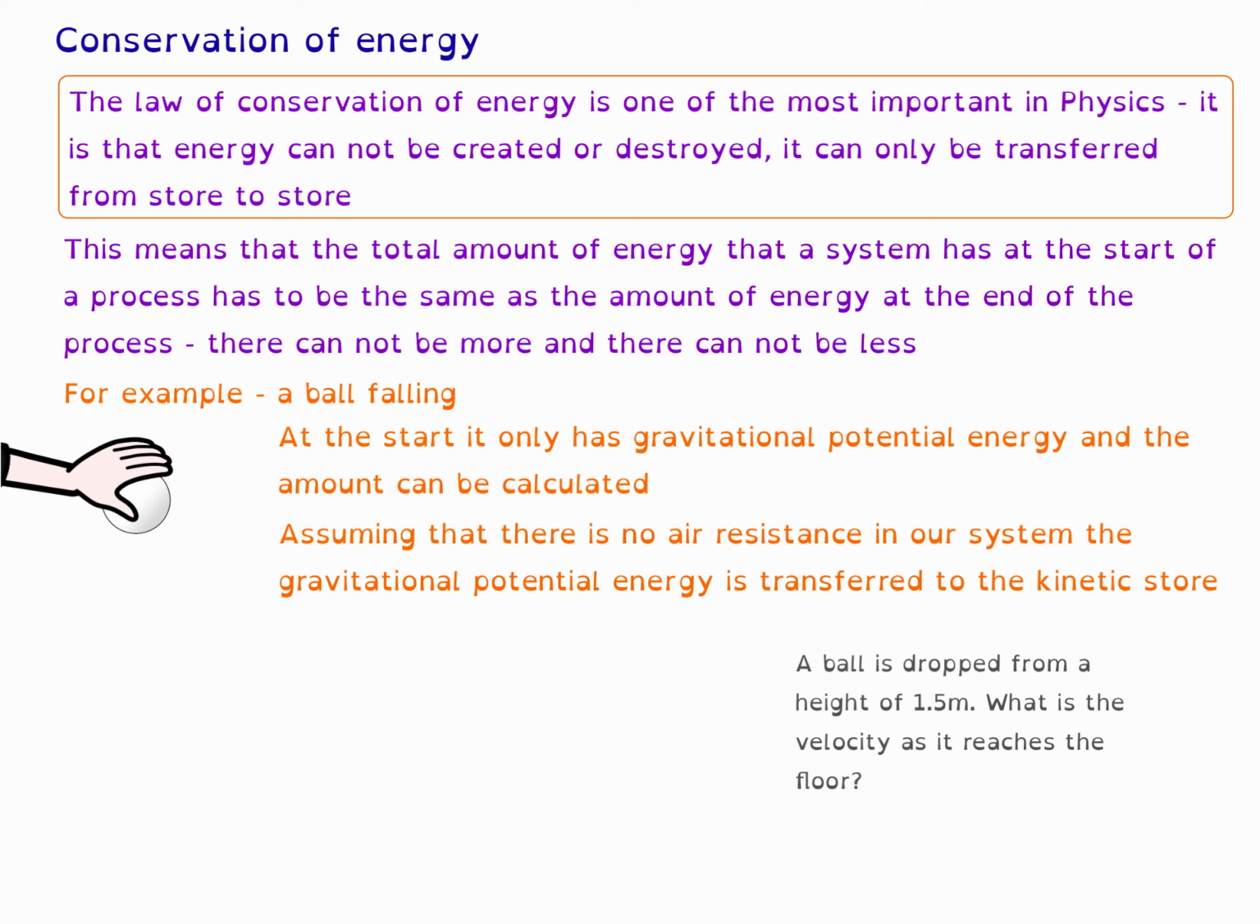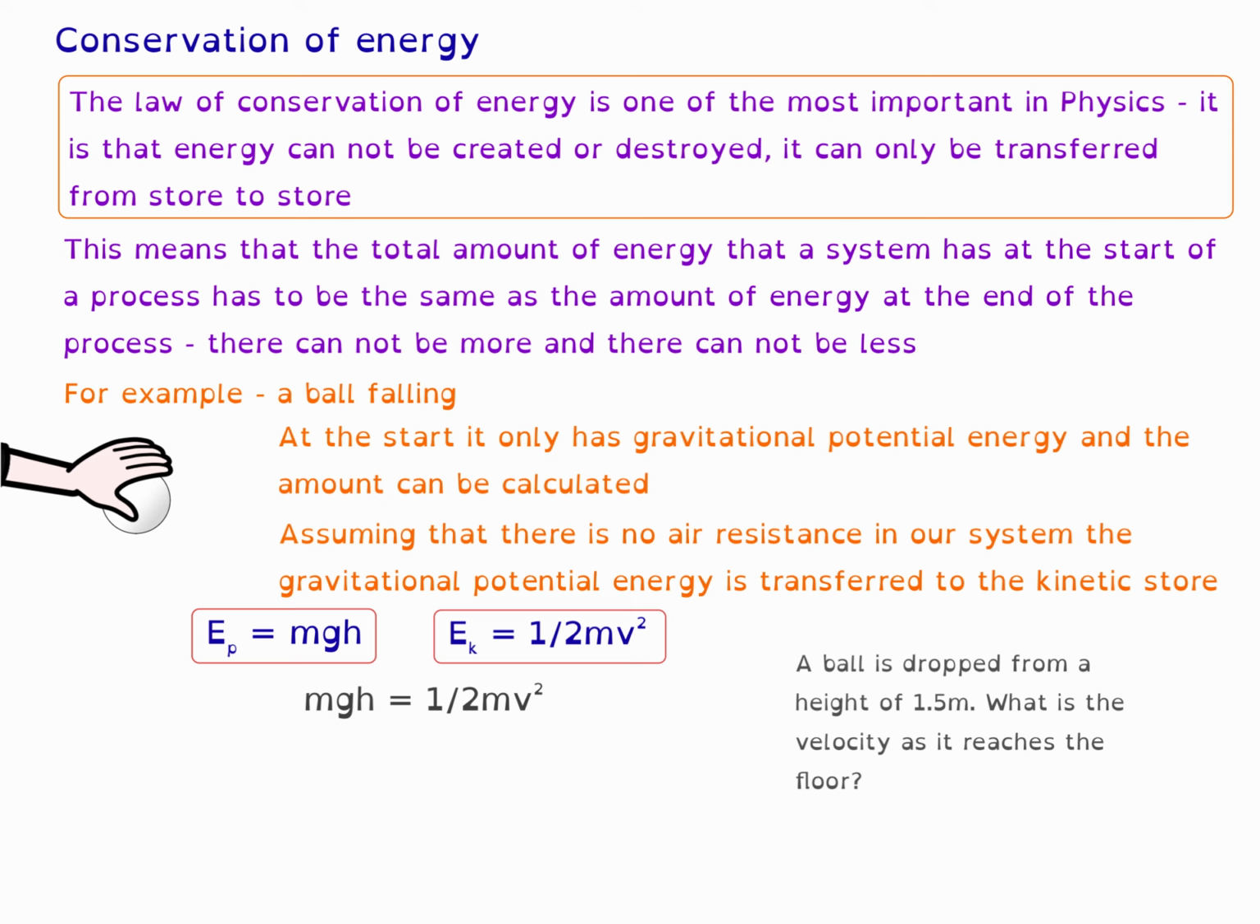This being true, we can say that the gravitational potential energy equals the kinetic energy. So we can use this to get a new expression, and our new expression is mgh equals a half mv squared. As we have mass on both sides of the equation, we can cancel those out, and that leaves us with gh equals a half v squared.